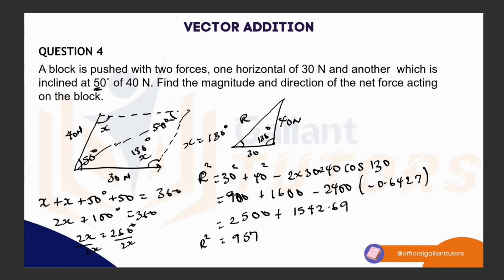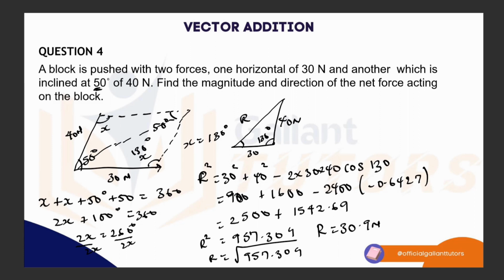We have r square equal to 957.309. Square root both sides. R is equal to square root of 957.309. So our final answer here is R equal to 30.9 Newton. Is that clear?